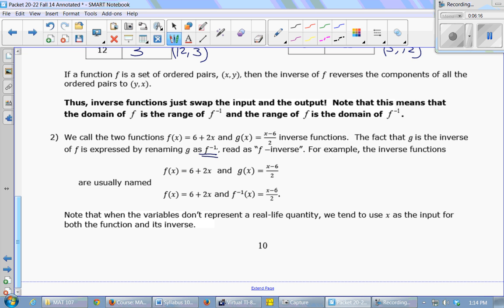And solving for the other variable. Yeah, yep, and we're going to do some more of it in the lesson.